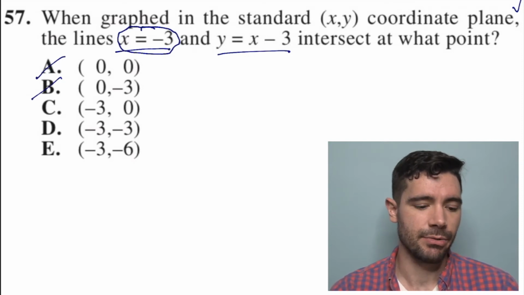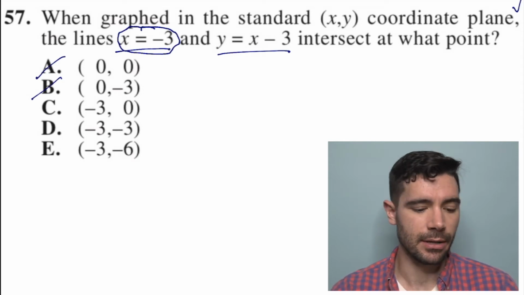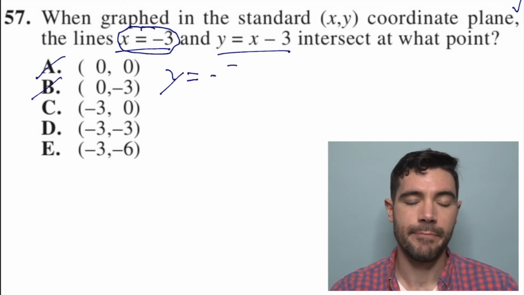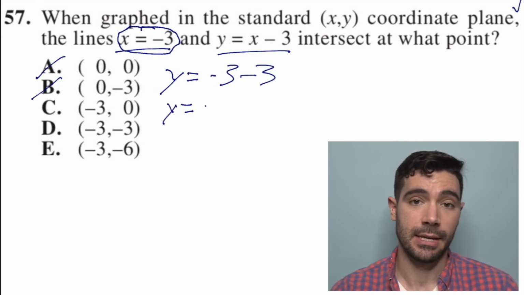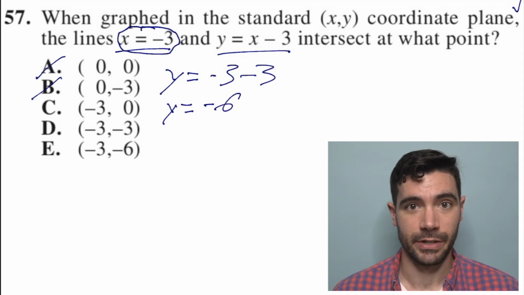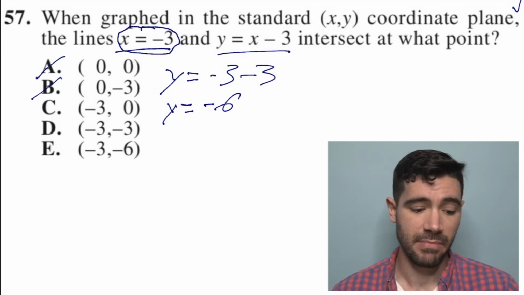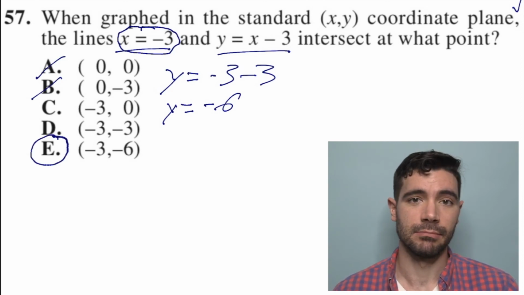Y equals x minus 3. Well, rather than just x, we know that the x value is -3. So y equals -3 minus 3 will give us the point of intersection. -3 minus 3 is -6, so y equals -6. The x value of the point of intersection must be -3, and it turns out that the y value would be -6. So the answer is E.